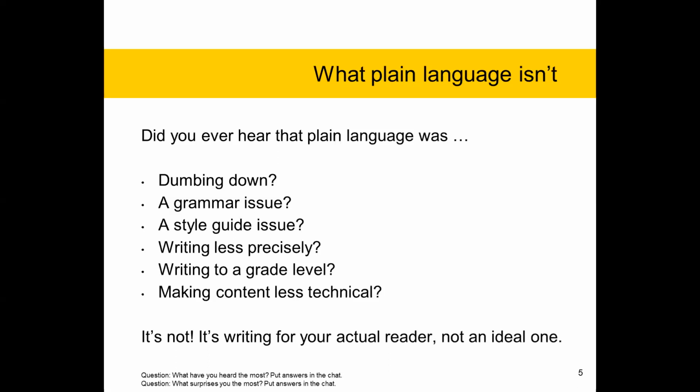Usually that's Flesch-Kincaid or the Gunning Fog Index. You can do that by writing shorter sentences and using shorter words, but that's not a guarantee of making it plain. It's a good indicator sometimes, and I've done some work with that, but it's not a guarantee of plain language.